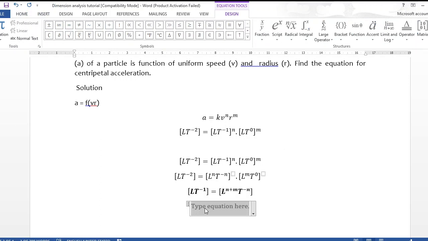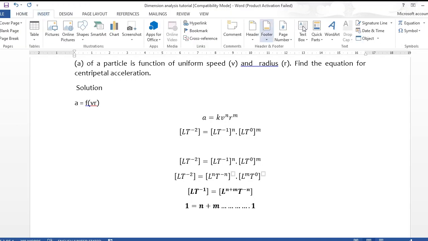Now, the laws of indices say that in an equation where you are dealing with exponents, when the bases are the same, the powers also need to be the same. So here we have a base of L, which is the same. This one is in the power of 1, while this one is in the power of n plus m. So if this base is equal to this one, then 1 should be equal to n plus m. So we call this equation number 1.